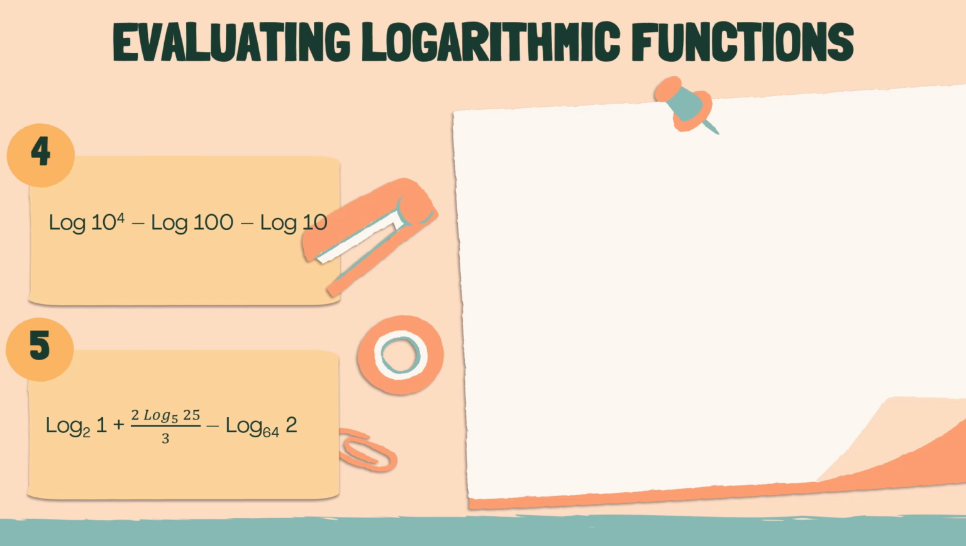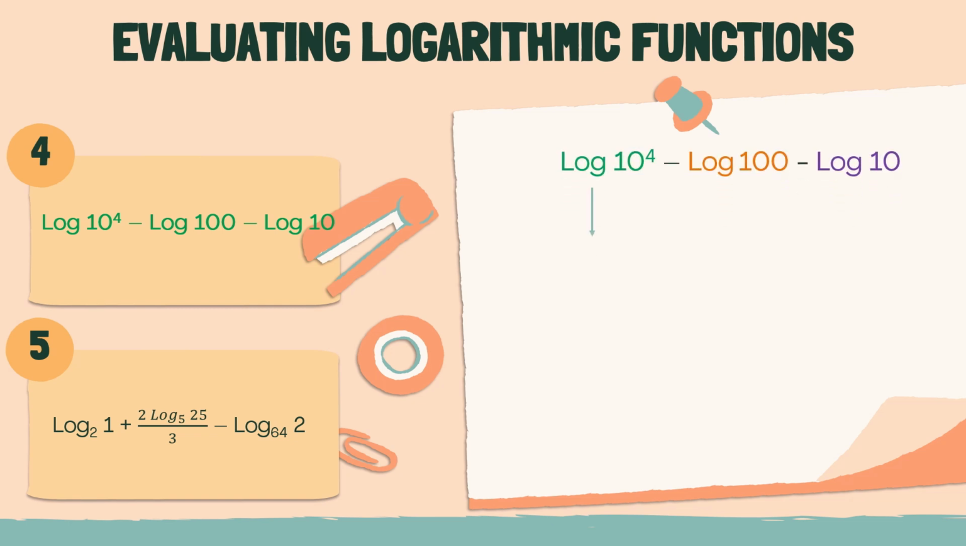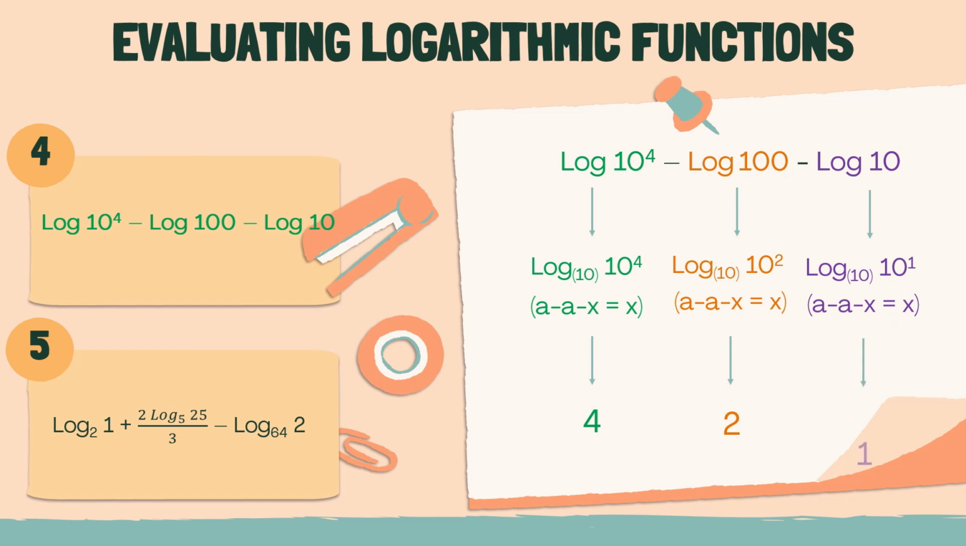Example 4, which is read as log of 10 to the power of 4 minus log of 100 minus log of 10, can be evaluated with the a^(log_a x) = x technique, which gives us 4, negative 2, and negative 1. Don't forget that 100 is 10 squared, which gives us the answer of 2. But since there is a negative sign, it becomes negative 2. Adding those together, we have 1 as our answer.